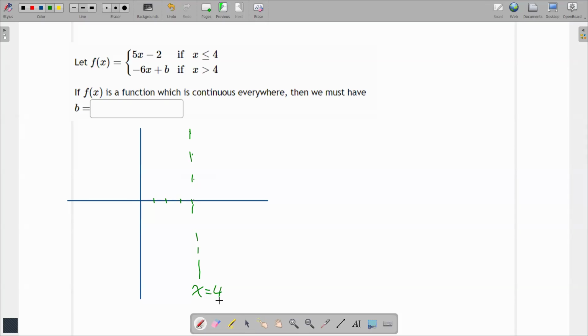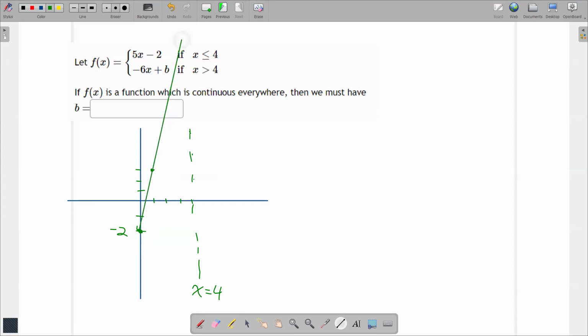If X is less than or equal to 4, then I have 5X minus 2. Okay, so minus 2 would be down here somewhere. And then from there, I just want to go, might run out of room to do this, up 5 over 1. And then I'm going to keep doing that. So for sure, I know I have this point here and that point there. So I'm just going to make a line through them. So it does something like this.